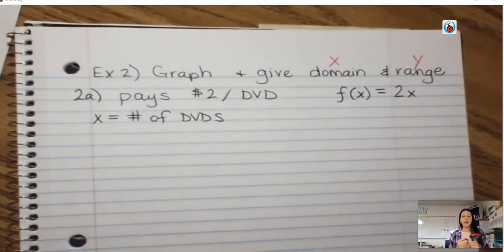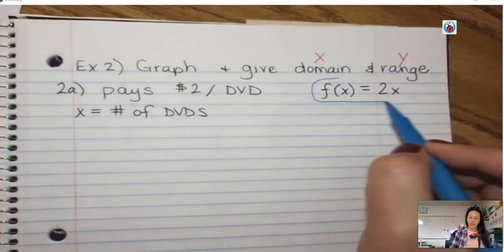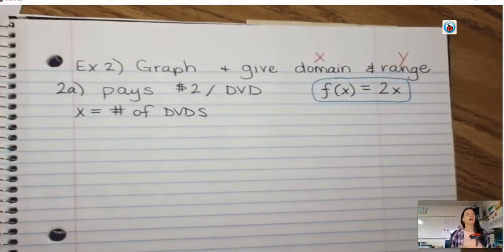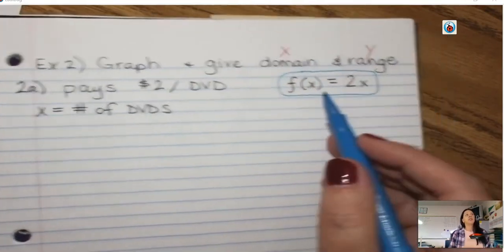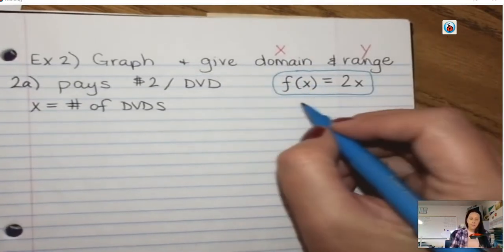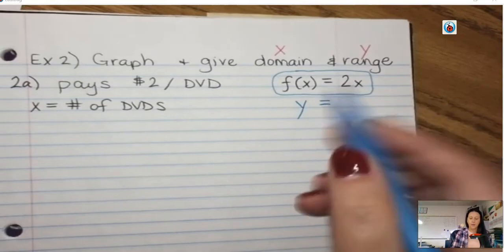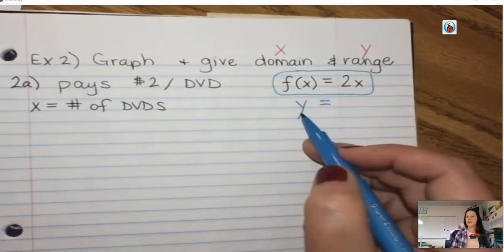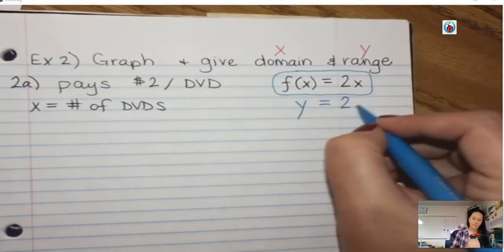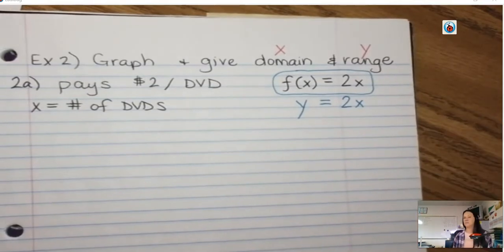Okay, so first looking at the equation that they gave us. We all recognize that this is function notation. We learned this in the last module. Function notation is just a fancier way of writing y equals. So f of x is just a fancy way of writing a y. So it's really y equals 2x.